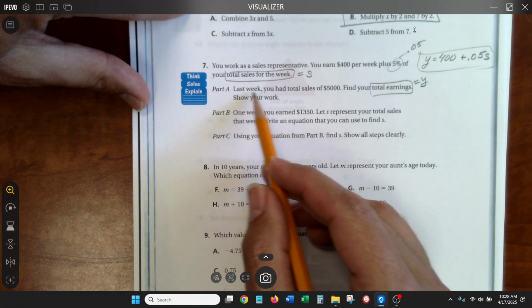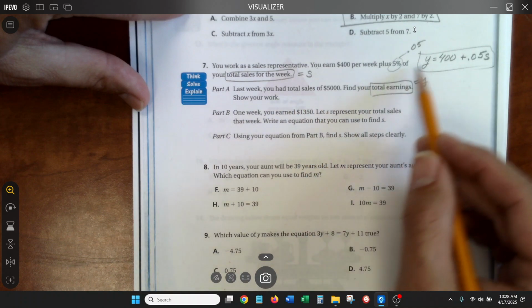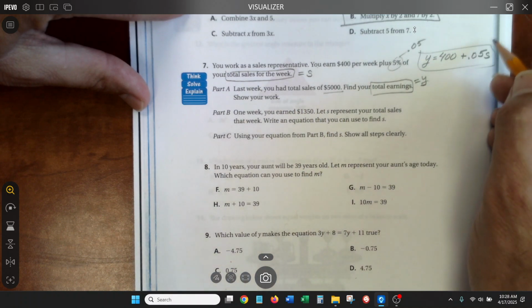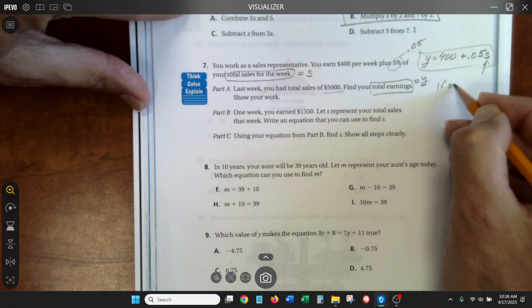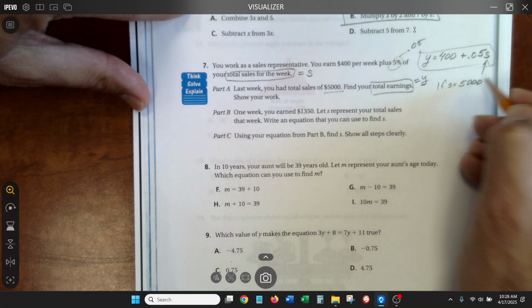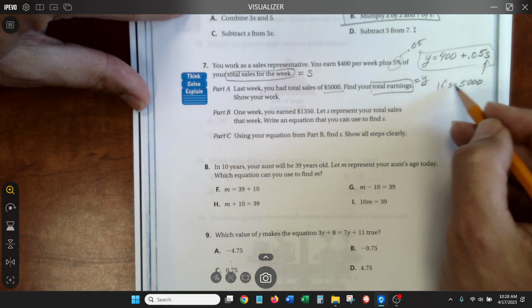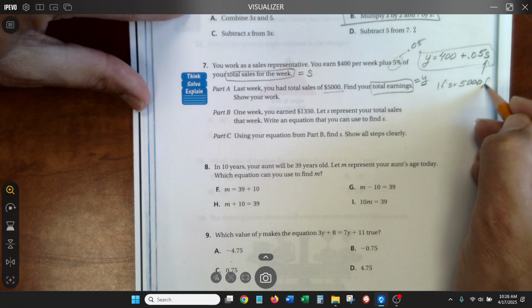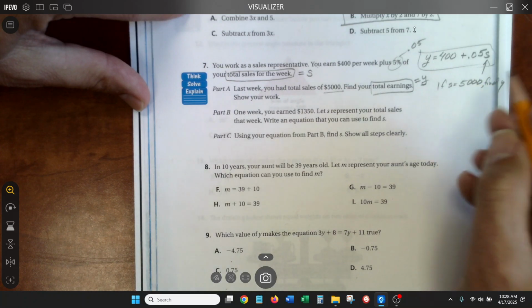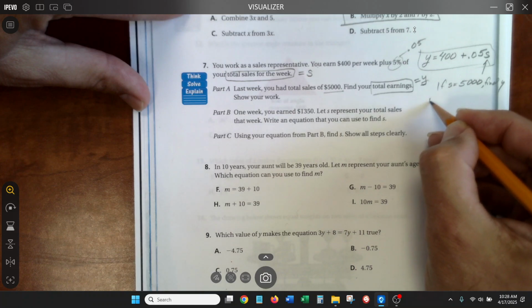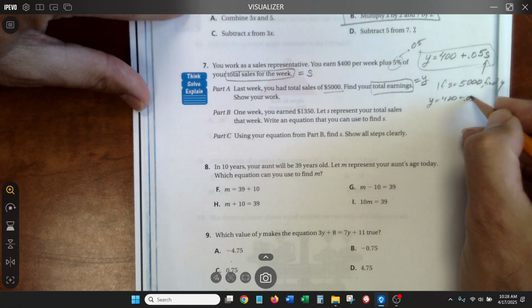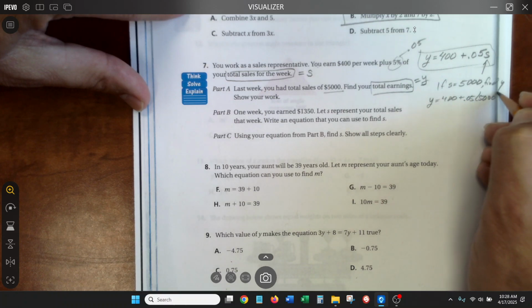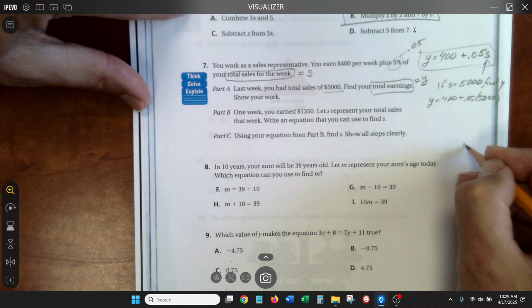Part A says last week we had a total sales of 5,000. So that is S equal to 5,000. So if S is equal to 5,000, find our total earnings. So find Y. So y would be equal to 400 plus 0.05 times 5,000.